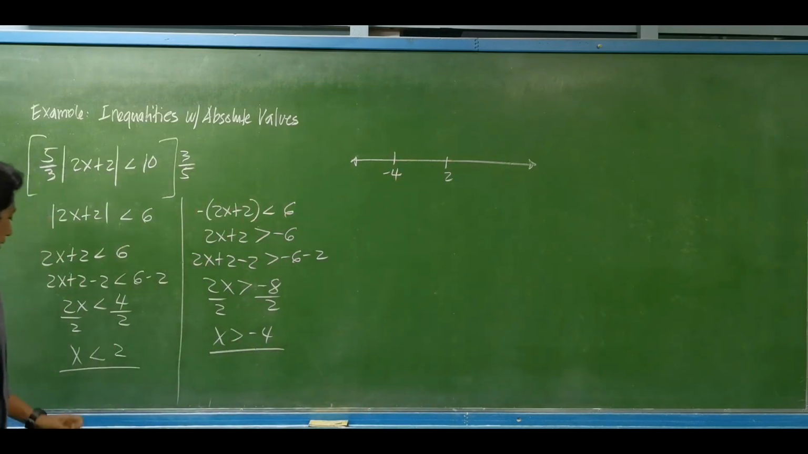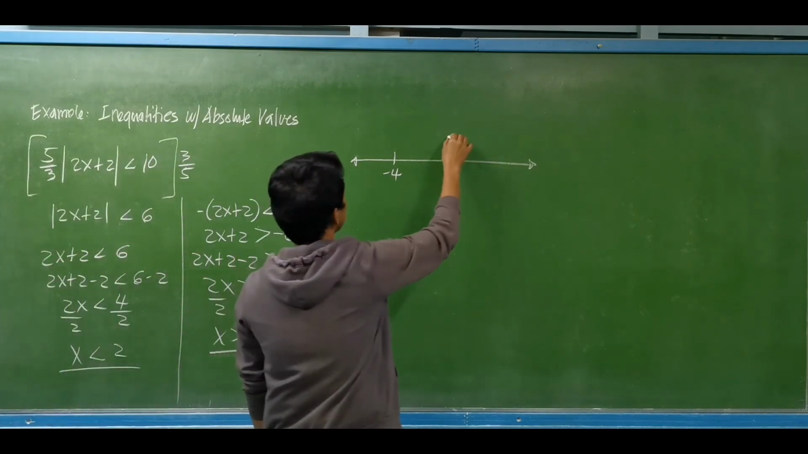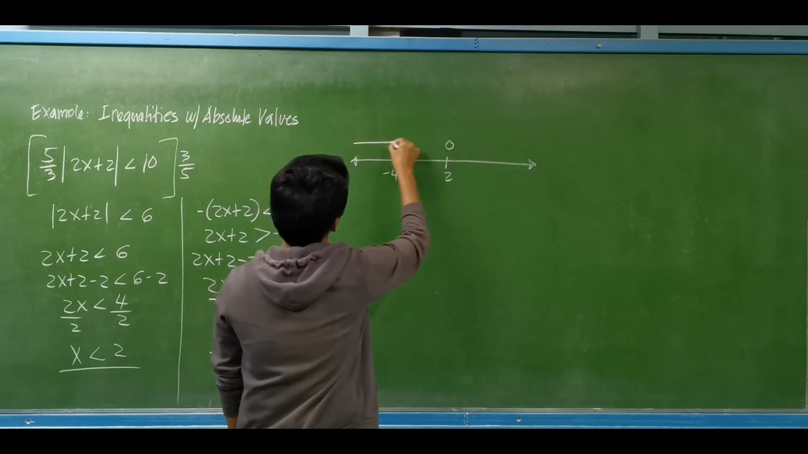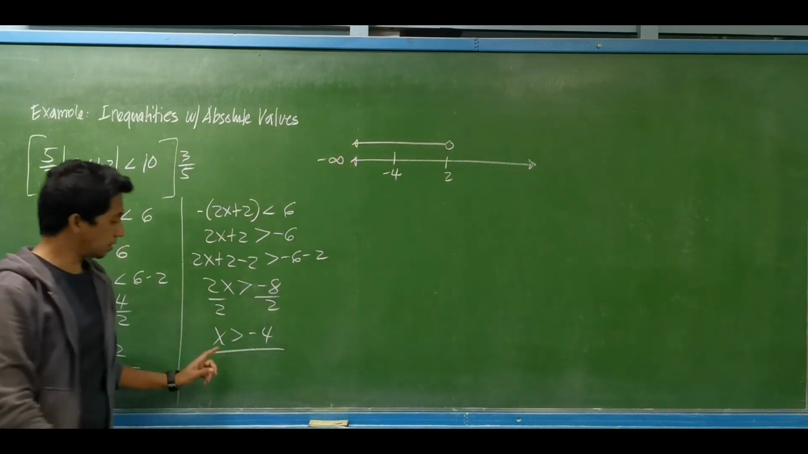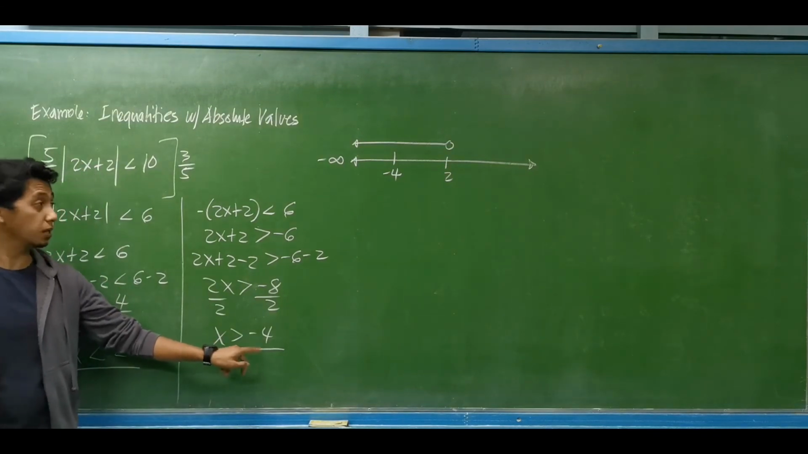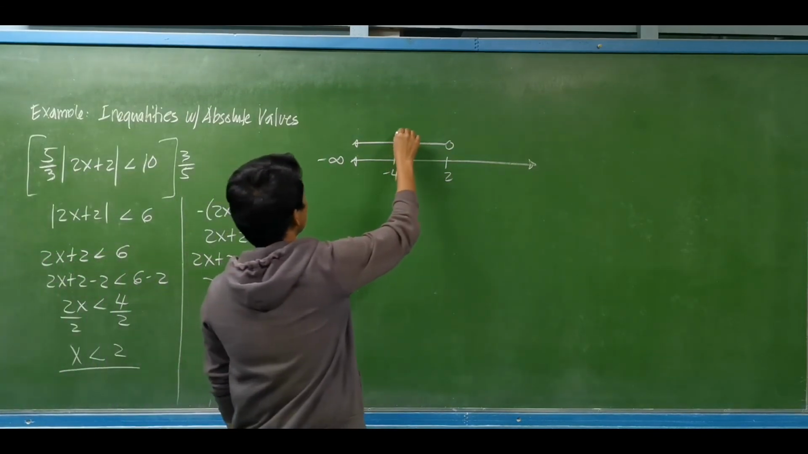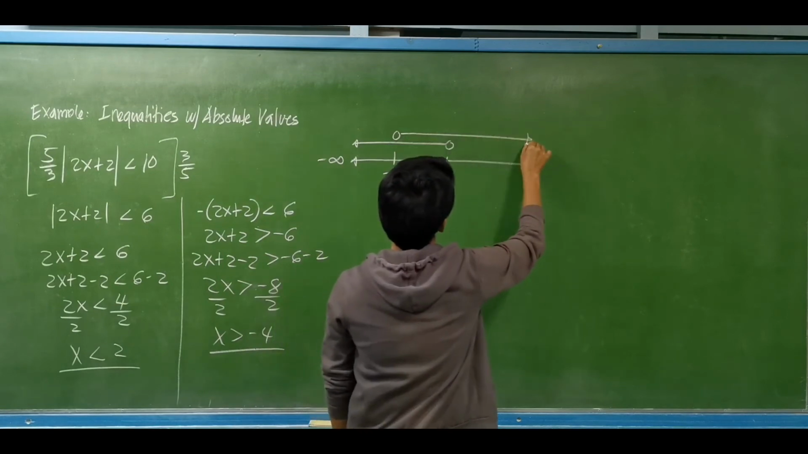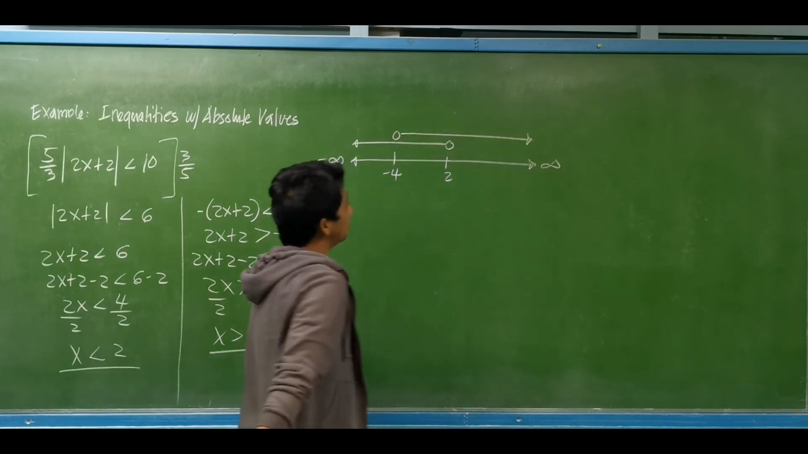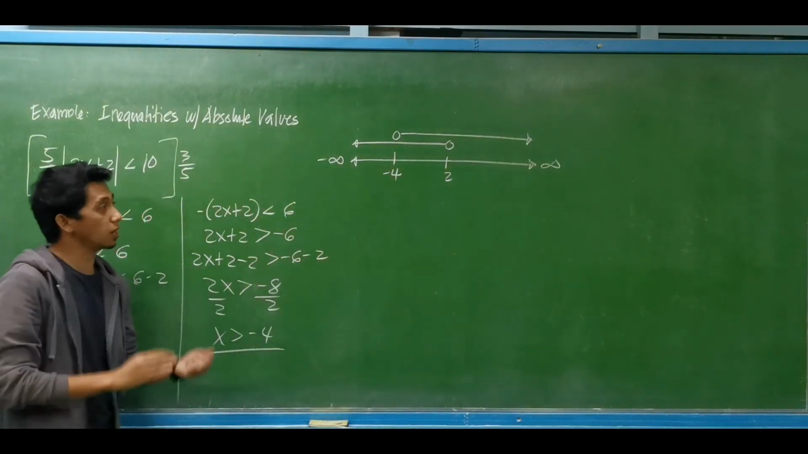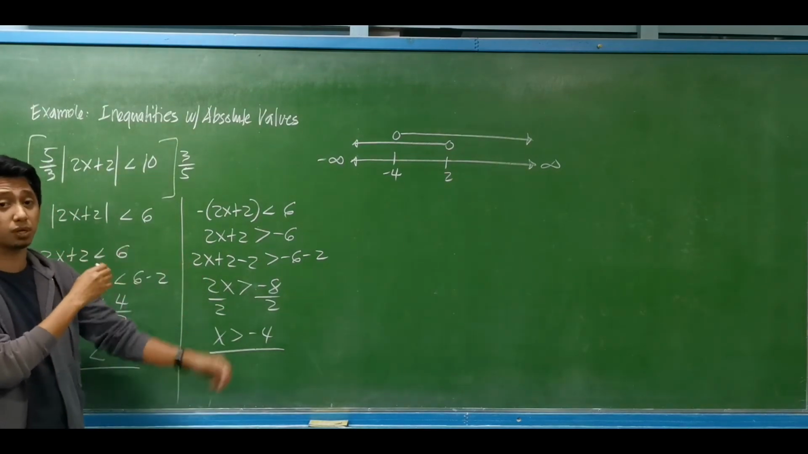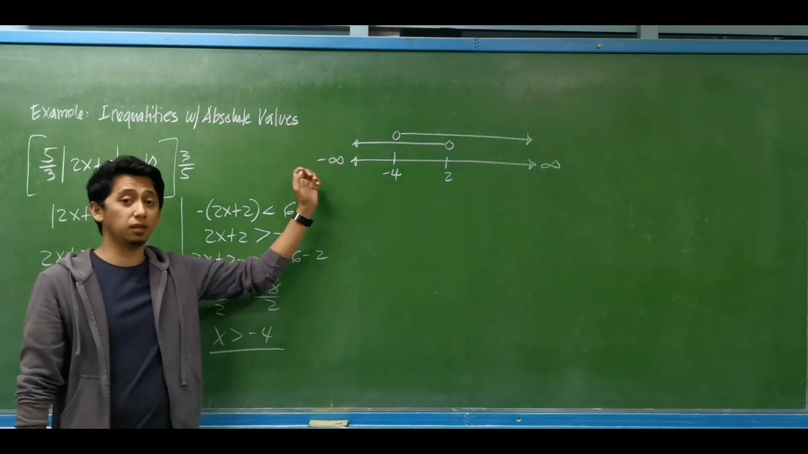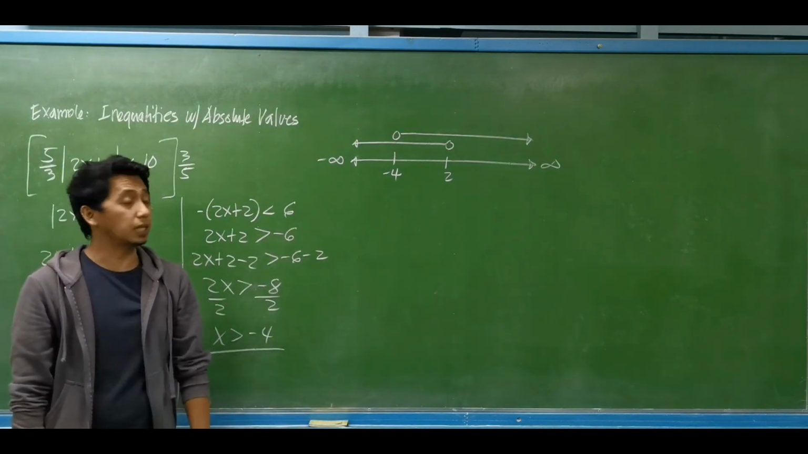As you can see, on the first, x is less than 2, which means that it is towards negative infinity. And we have here, x is greater than negative 4, which means this should be towards positive infinity. So what will be our solution set? They have an intersection. They are pointing in opposite directions, towards negative infinity and positive infinity.